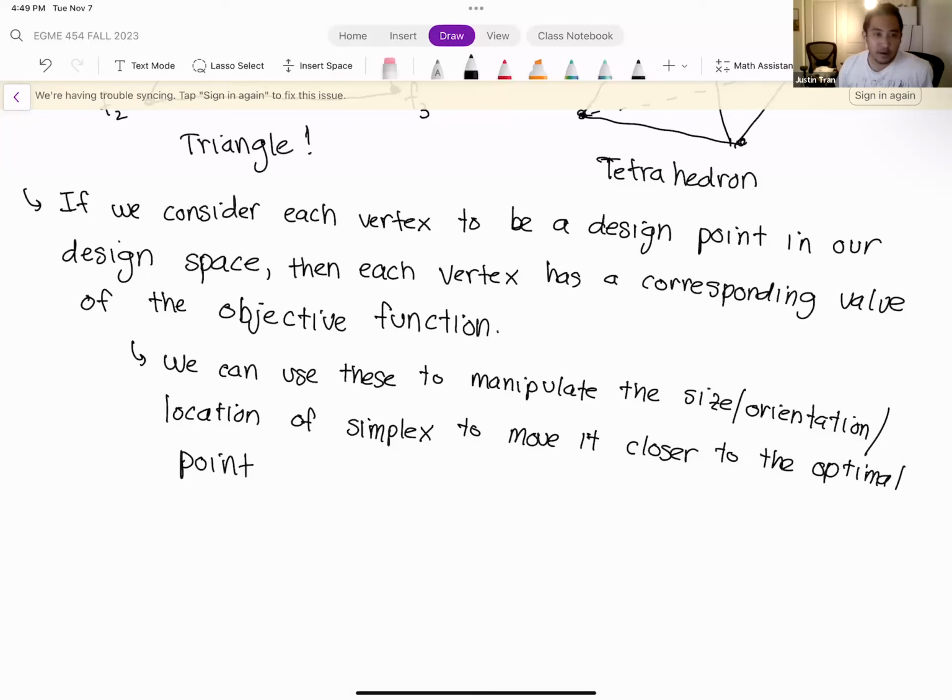Okay. All right. So let's go over the algorithm as a whole, and so you can see each of the steps.